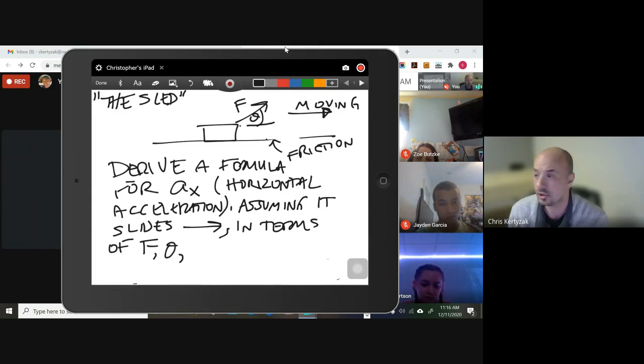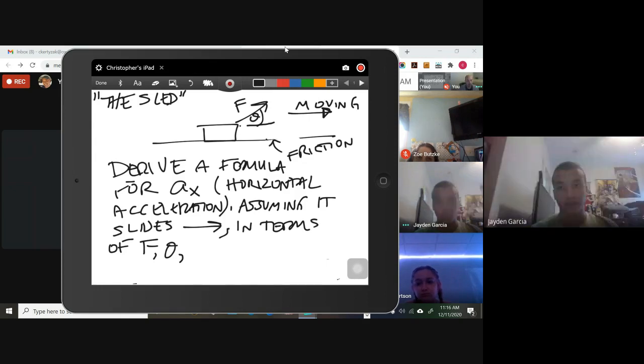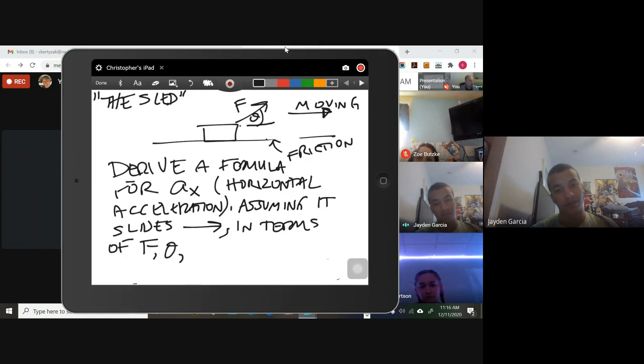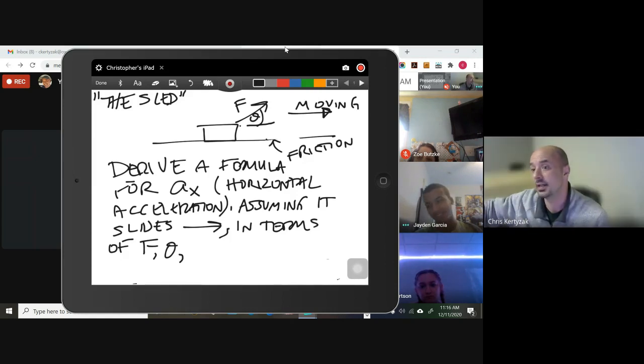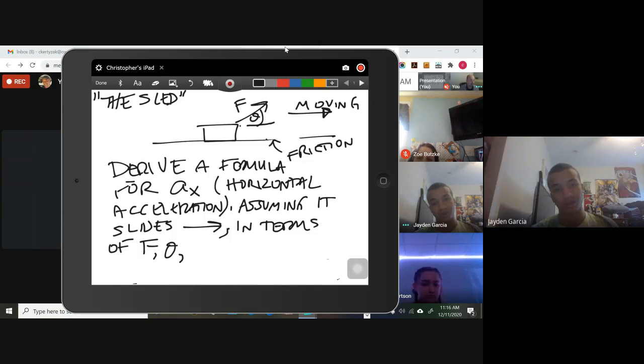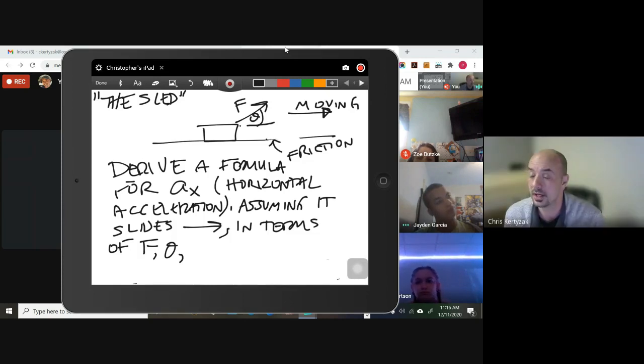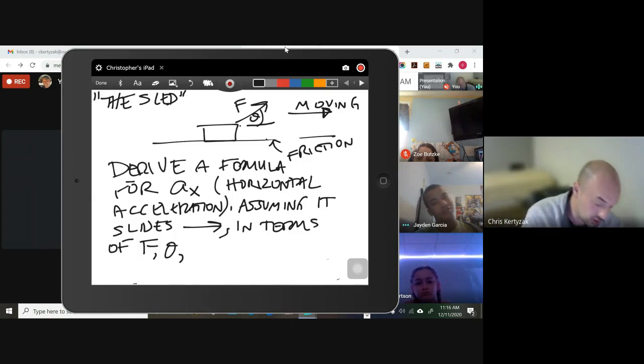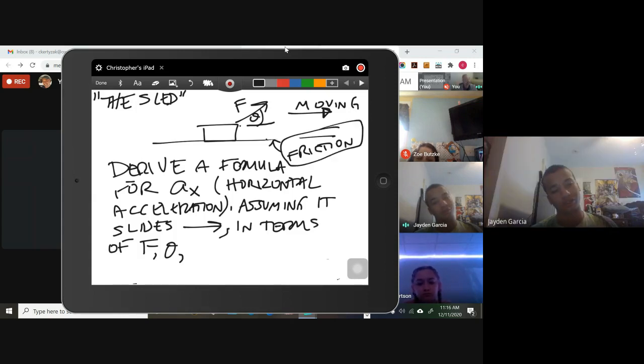How hard you pull? Check. The angle of that pull? Check. What else? Whether it's coasting or not? Well, sort of. But if it's coasting, what is the surface, frictional or non-frictional? No, this is a frictional problem that you guys have to do. So it's not going to be coasting.